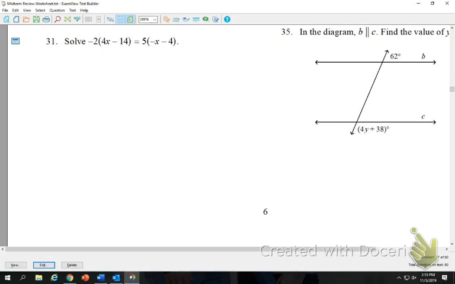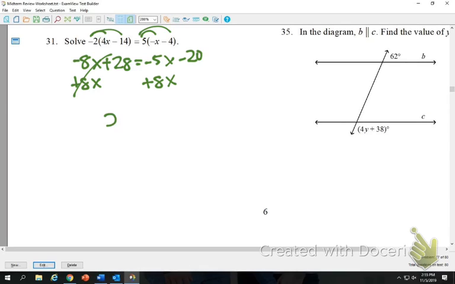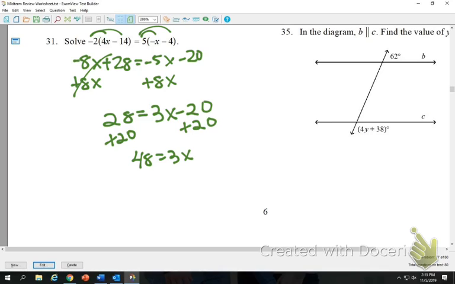31, you're going to distribute on both sides. So negative 8x plus 28 equals negative 5x minus 20. Move the smaller x, which here is the negative 8x. Get x by itself. 48 equals 3x. Divide by 3 and x equals 16. So again, this one requires work. So minus 12 no work, minus 1 if it's just wrong.